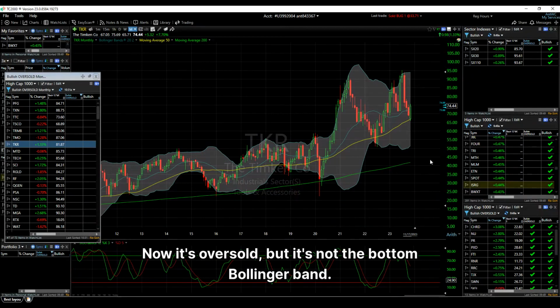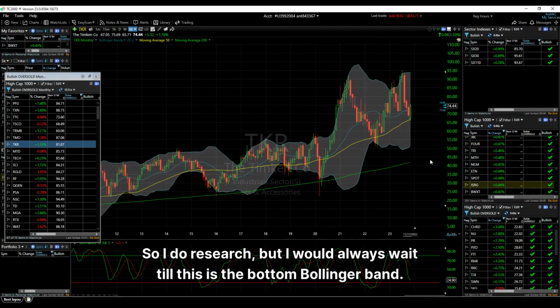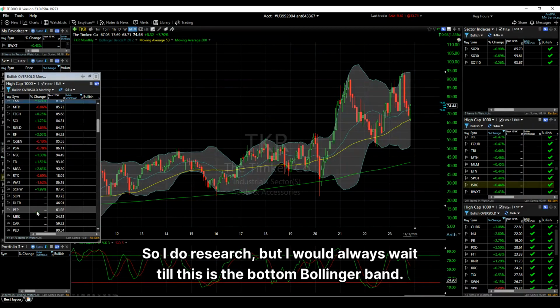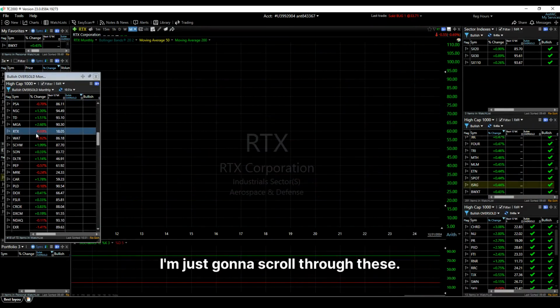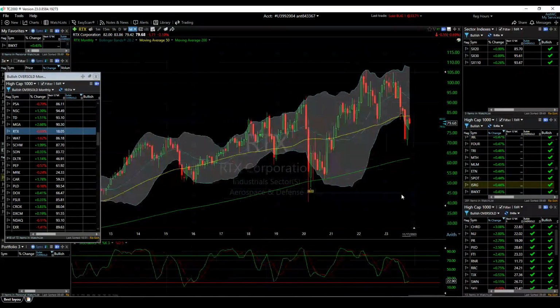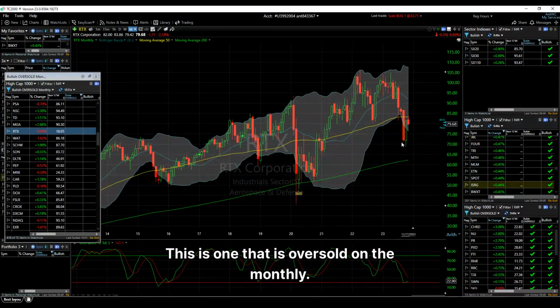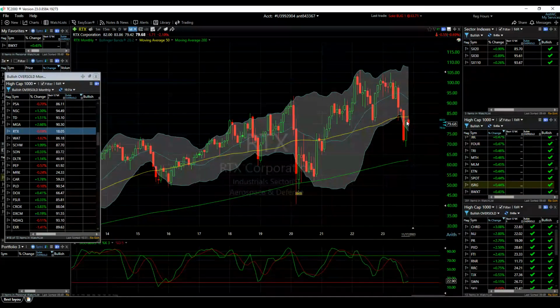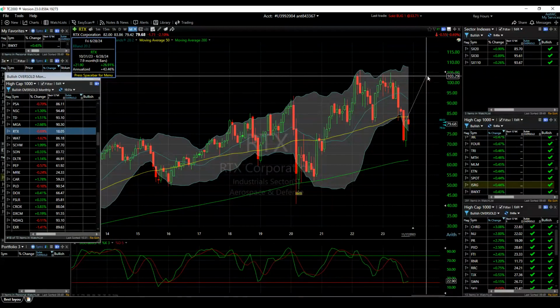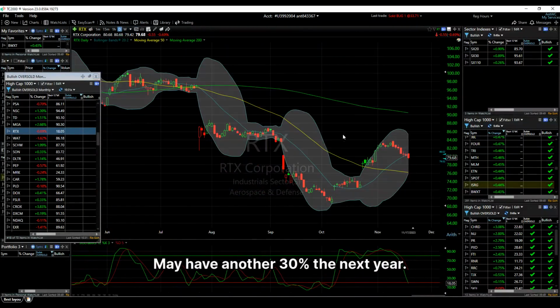Now it's oversold, but it's not at the bottom Bollinger Band. So do your research, but I would always wait till it hits the bottom Bollinger Band. I'll scroll through these. This is Raytheon. This is one that is oversold on the monthly. Big green right there. May have another 30% the next year.